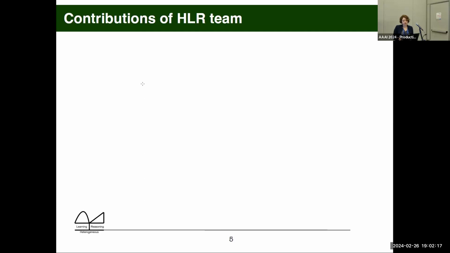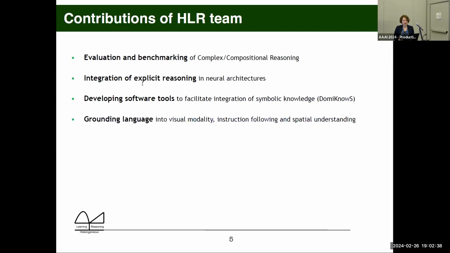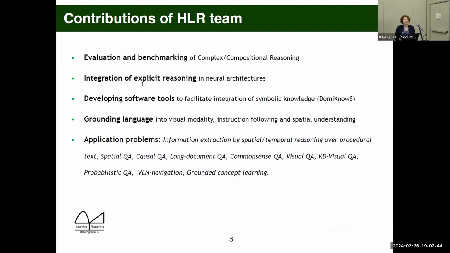In my group, heterogeneous learning and reasoning, we try to deal with these problems from different aspects. We do evaluation and benchmarking of complex reasoning in large language models. We try to integrate explicit reasoning with neuro-symbolic approaches in neural architectures, and also develop software tools that facilitate this kind of integration. We also have some efforts on grounding language in the visual modality and on application problems.